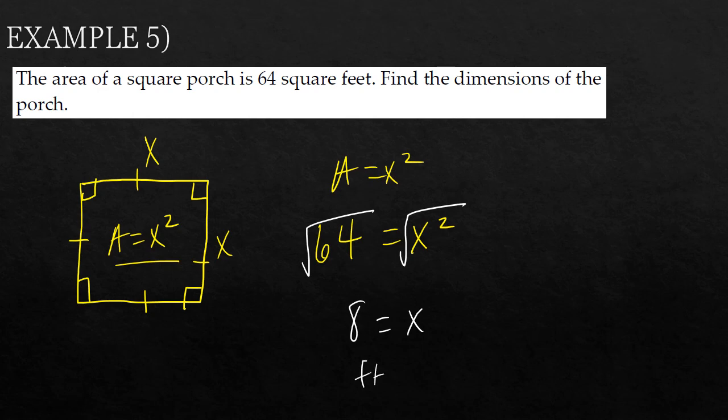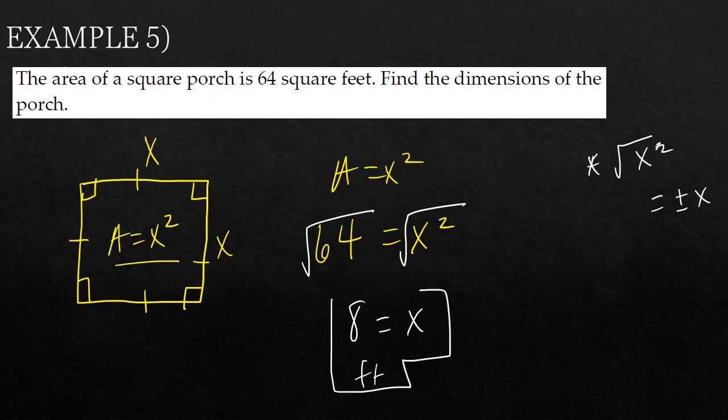Now, I just want to remind you, yes, when we take the square root of x squared, it does produce a plus and minus x. But because this is real world, you've got to be mindful. Are you going to have a negative 8 feet? No. So we've got to use a little bit of math sense and know that we're looking at the positive root, not the negative root, okay?